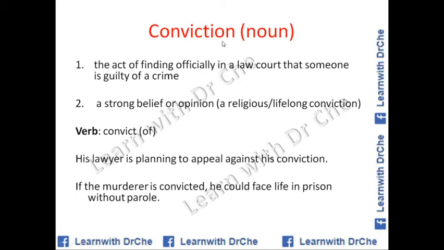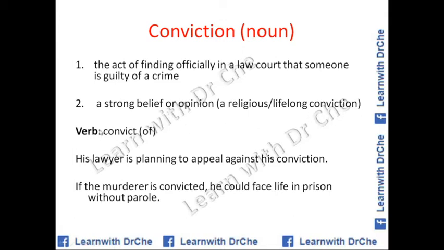So first, what is conviction? As I was talking again and again about convict and conviction, now I will explain what conviction is. There are two meanings: the act of finding officially in a law court that someone is guilty of a crime. Charged with comes before conviction, when it is not proved and not officially decided. And conviction also means a strong belief or opinion, a religious conviction or a lifelong conviction.